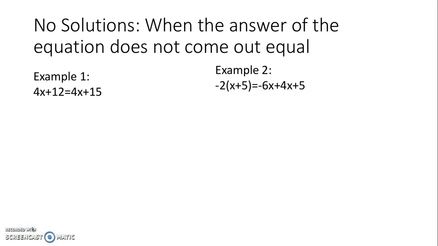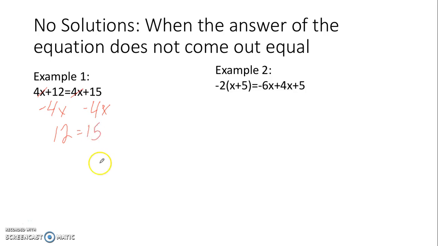Okay, so example 1, 4x plus 12 equals 4x plus 15. So let's first move the variables over. Since they're the same, it doesn't matter which one we do, so we're going to subtract 4x from both sides. When we subtract 4x from both sides, it just cancels them out. So we get 12 is equal to 15.